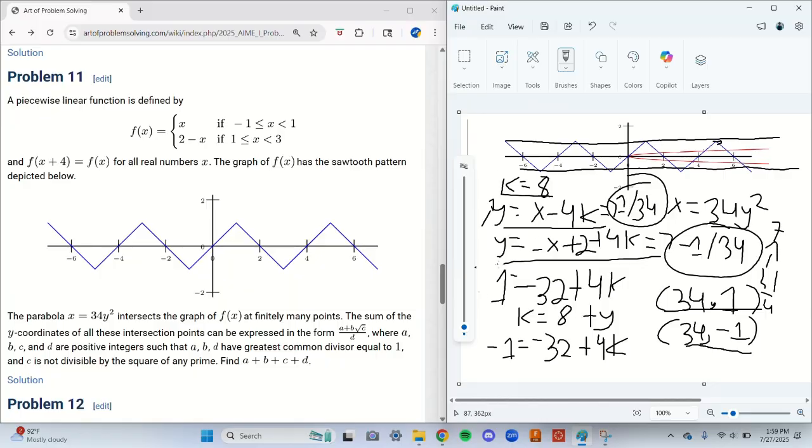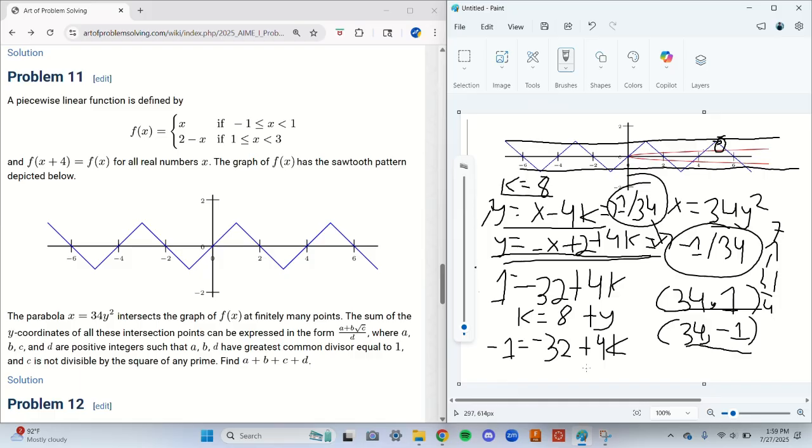Well, this means, for this graph, y equals negative x plus 2 plus 4k, the positive y values will continue intersecting the parabola until k equals 8, but the negative y values stop intersecting the parabola at k equals 7. So this is actually some really key information. What that means is that we can continue doing this oscillating sum of 1 over 34 and negative 1 over 34 until k equals 7.